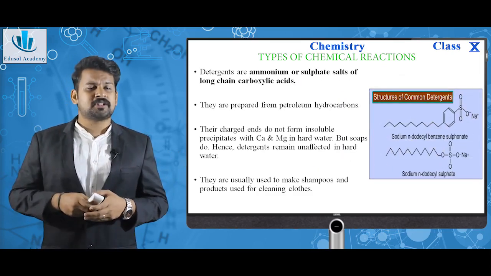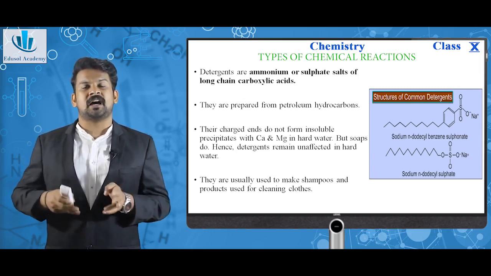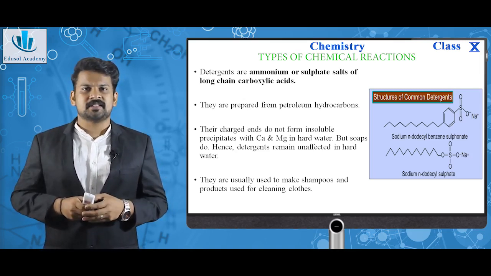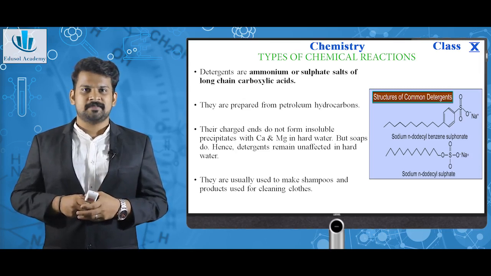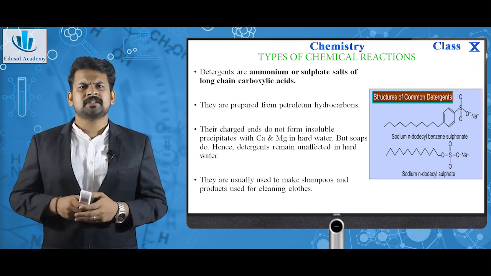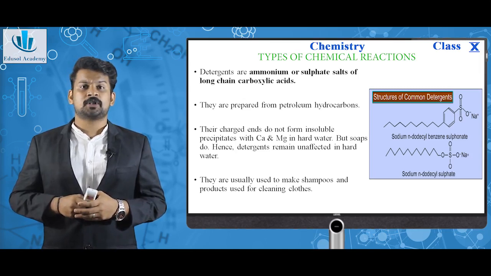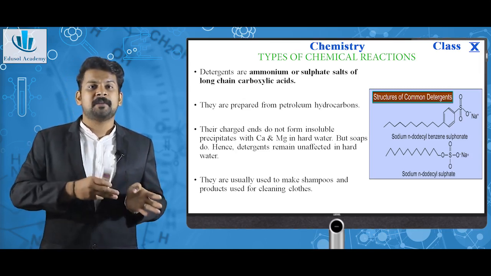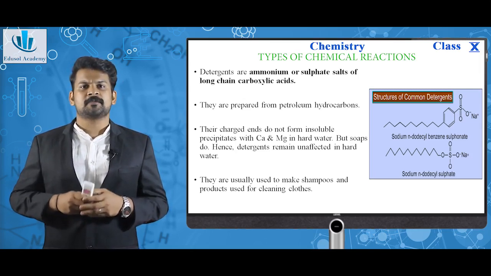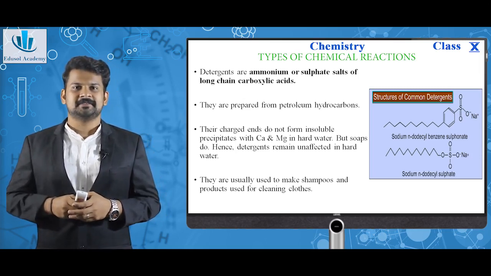Detergents. Coming to detergents, they are chemically ammonium or sulfate salts of long chain carboxylic acids. Soaps are sodium and potassium salts, but detergents are ammonium or sulfate salts. They are prepared from petroleum hydrocarbons. Detergents do not form insoluble precipitate with calcium and magnesium in hard water, but soaps do. Soaps can form precipitate with calcium and magnesium in hard water. Detergents will not do so. Hence, detergents remain unaffected in hard water.